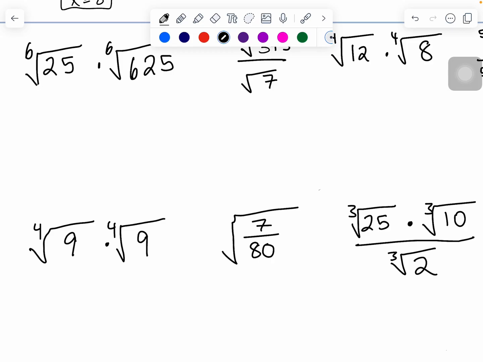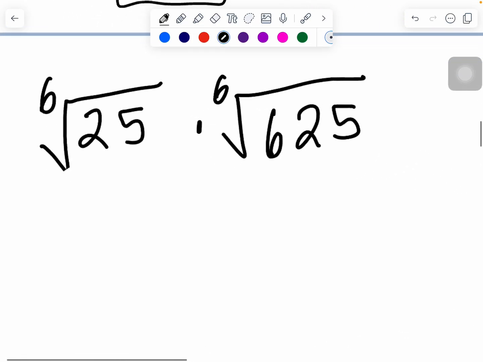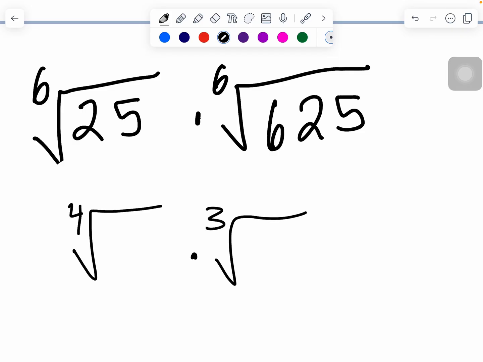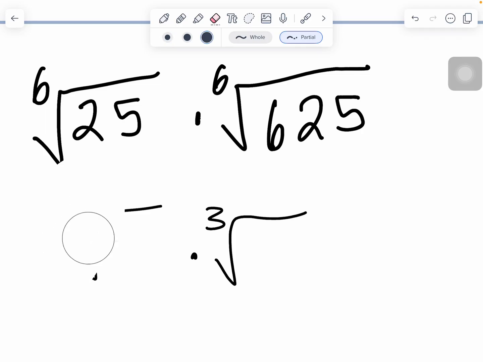So with multiplication, in this case I have the sixth root of 25 times the sixth root of 625. With the multiplication of roots, I have to have the same type of root. So in this case I'm good to go because I have a sixth root and a sixth root. If this was like the fourth root of whatever number times the third root of whatever number, I would not be able to do this. We can talk a little later about this, but for now, if I do not have the same type of root, I cannot do this property.